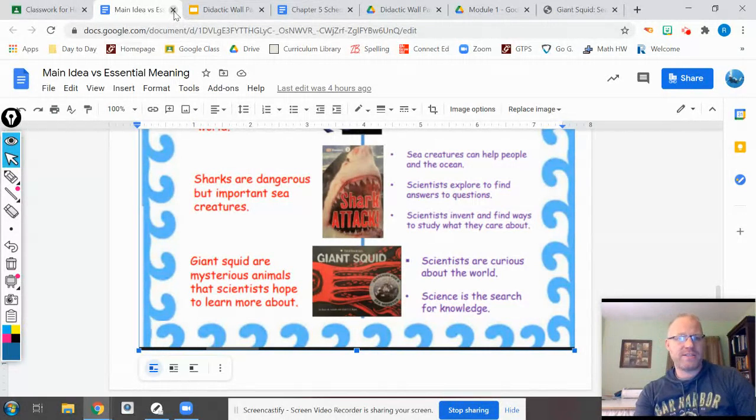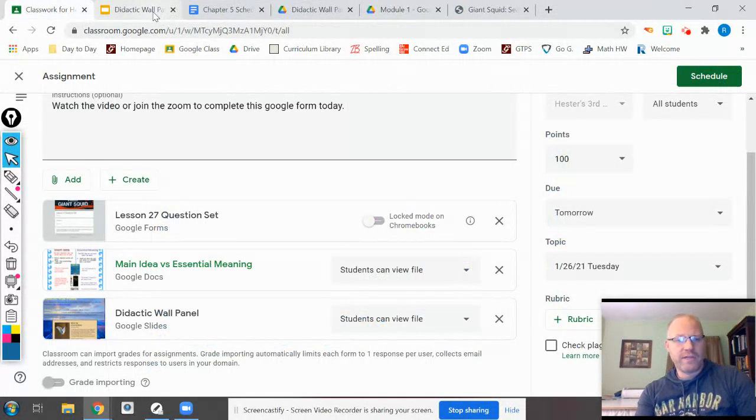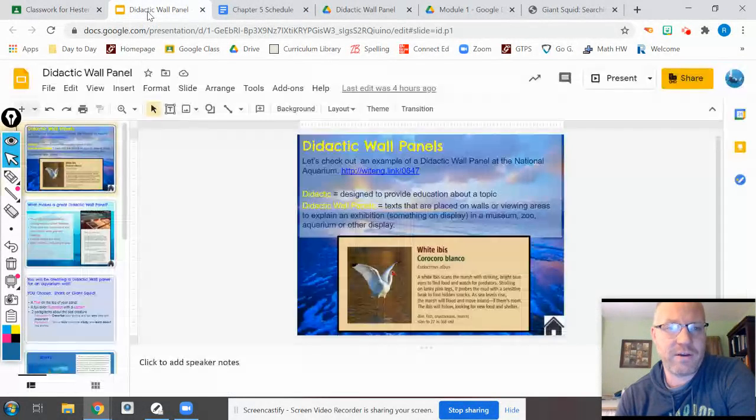So we're done with that page, and we're going to move on to the didactic wall panel. The didactic wall panel is a project that we're going to start tomorrow, but we need to know what it is before we can even start. So we're going to talk about it today, and I'm going to show you some examples. When we talk about a didactic wall panel, we are specifically talking about a picture with information. And if you've ever gone to a museum or an aquarium, you've seen a didactic wall panel.